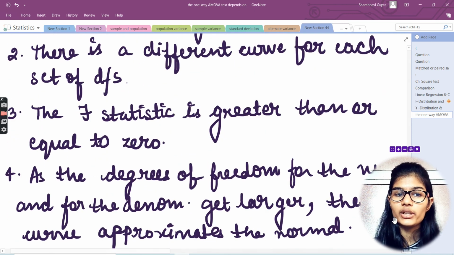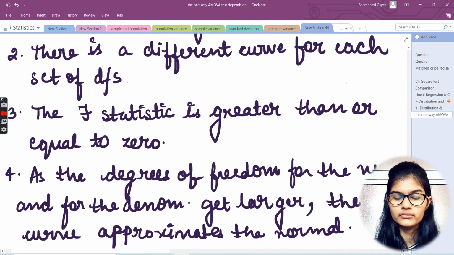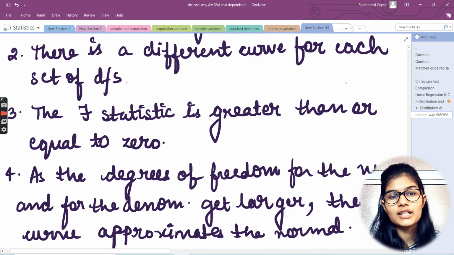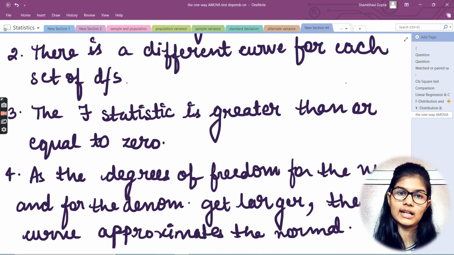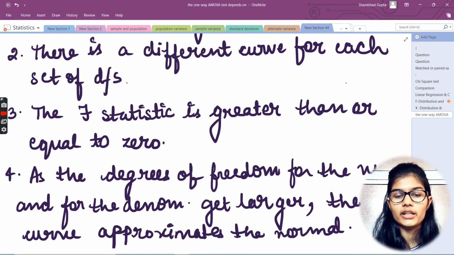So for each and every set of different degrees of freedom, we have a different curve. As soon as the set of degrees of freedom values changes, the shape of your curve will also change, right? So hope I am clear with all of these things I mentioned regarding the F distribution, the facts and the notation as well.